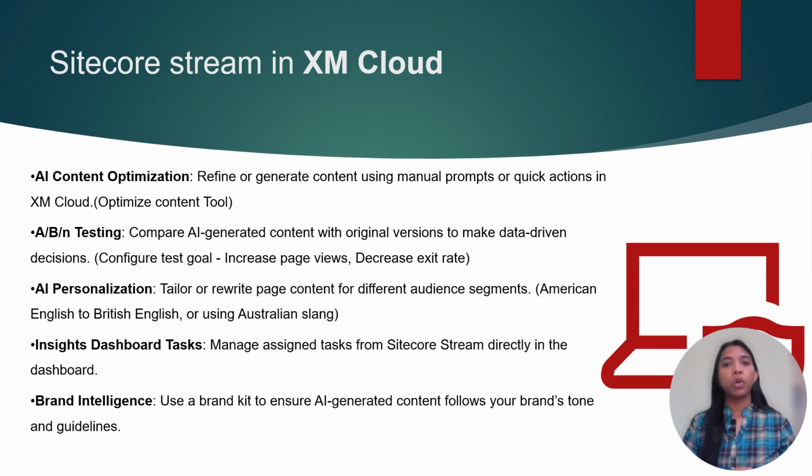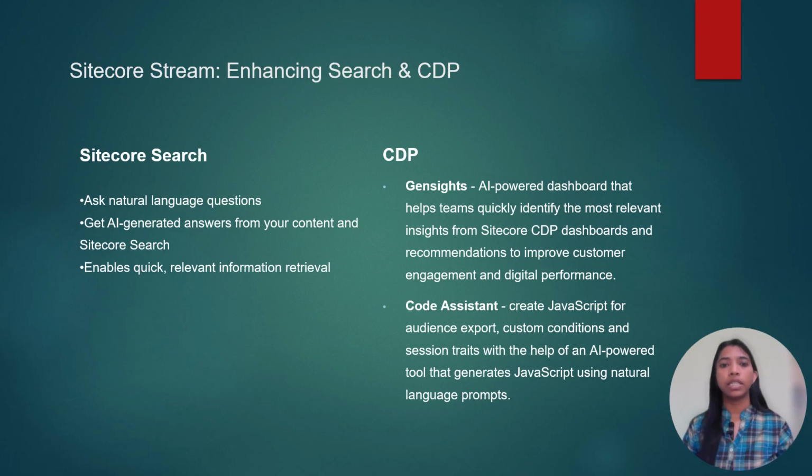And a new dashboard will be available in the XMCloud. It is the overall project summary, like a project management feature that is available on the stream, right? So it is just a summary of that particular feature that we can see in the XMCloud. And now we can go to the next product, that is Sitecore Search. Here we can ask questions in natural language, and the AI will generate the response based on the content and the Sitecore Search results. So that's all with Sitecore Search.